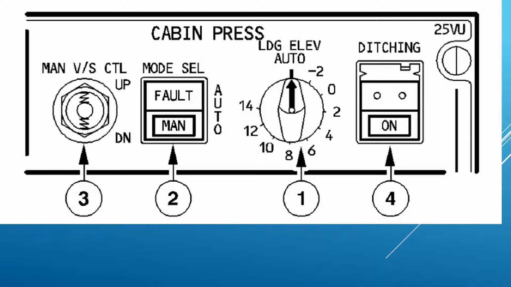Also remember, when the system's in automatic control and we touch down, the outflow valves open. This does not happen in manual control. The crew have to do that themselves to dump all the cabin pressure once they've landed.